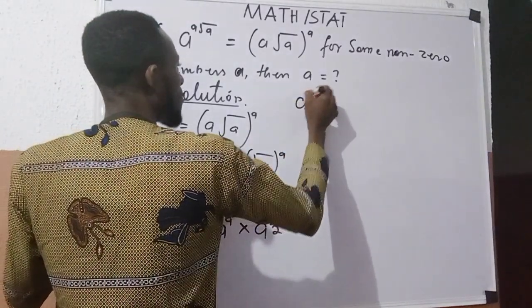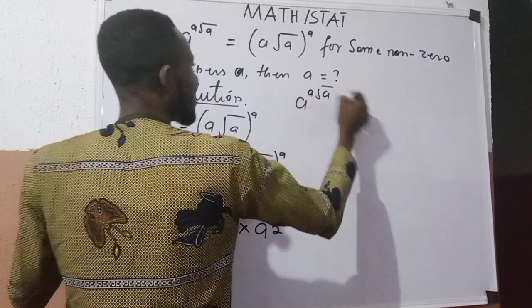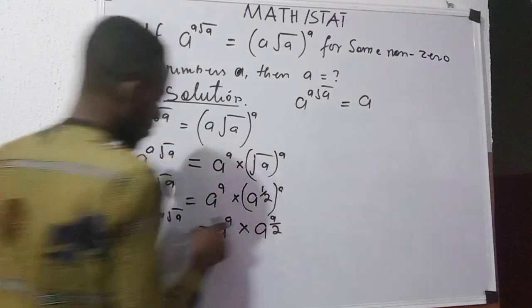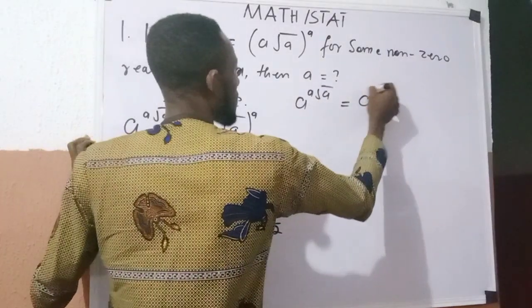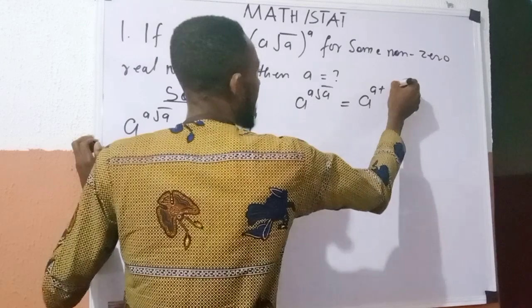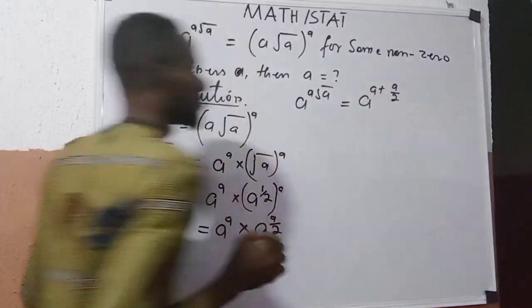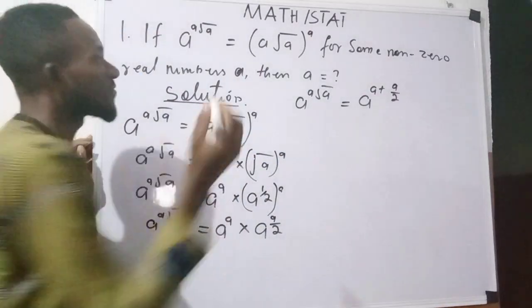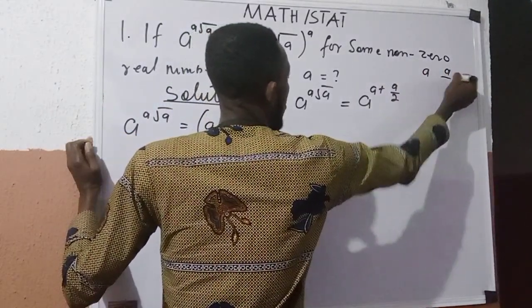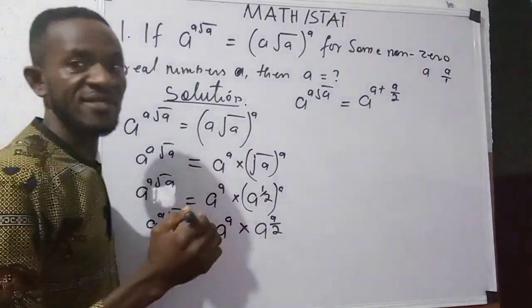My a raised to power a root of a equals. Here I will pick one of the a, which is a. What's the power here? A. So I have a plus. What's the power here? A over 2. I have a all over 2. Of course, when someone says a, and that student says a all over 1, they are the same thing.